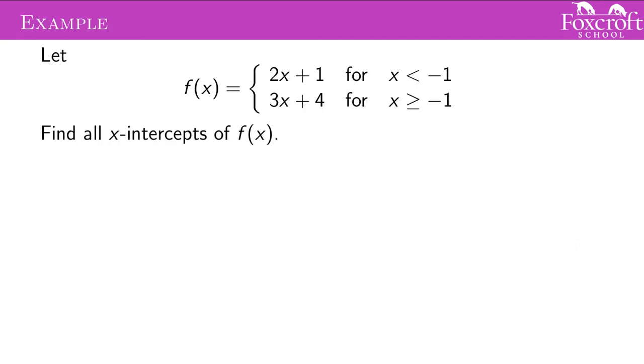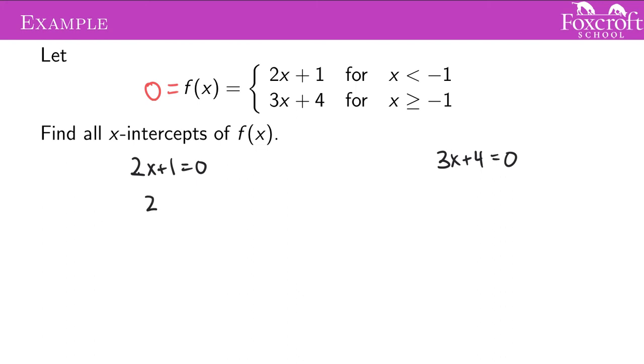So I want to find all x-intercepts of this piecewise function. We know from a previous learning objective that an x-intercept is when our function is equal to 0. So what I actually have to do is break this down into multiple problems: 2x plus 1 equals 0, and 3x plus 4 equals 0. Those are all the possible rules that my piecewise could use, and any of those could be 0.